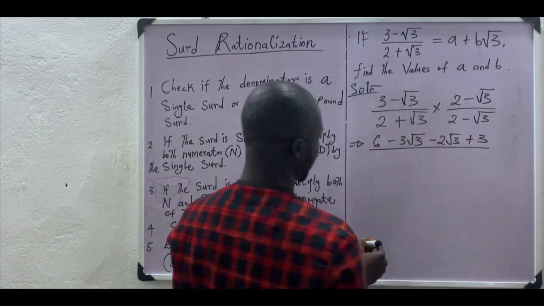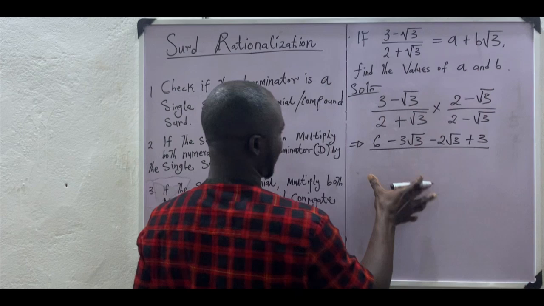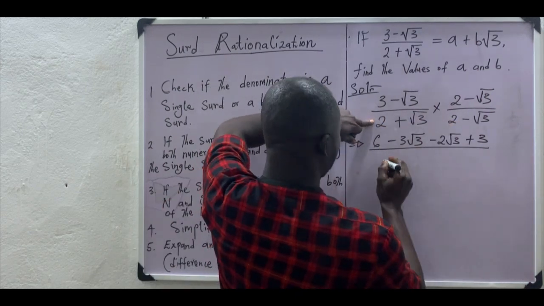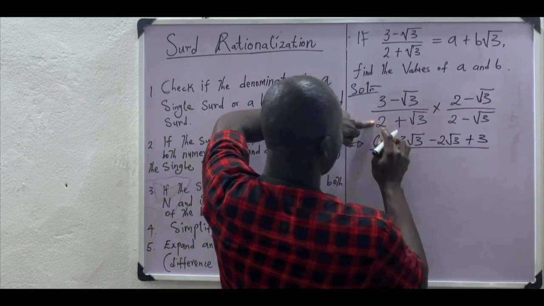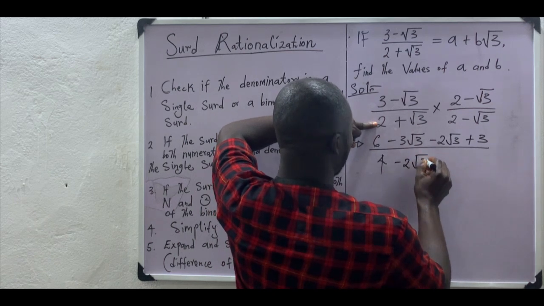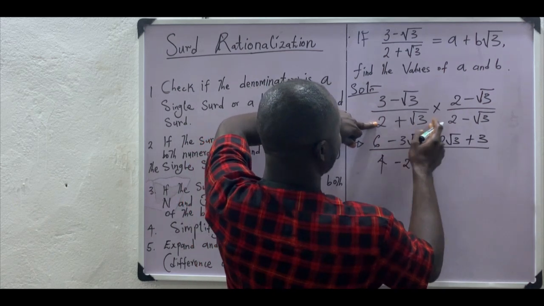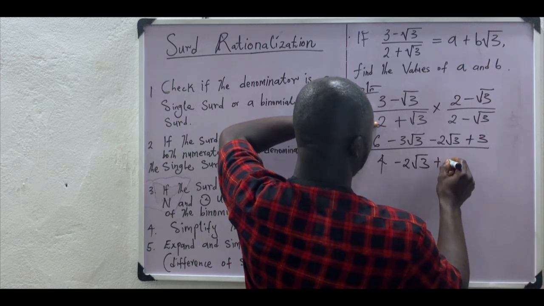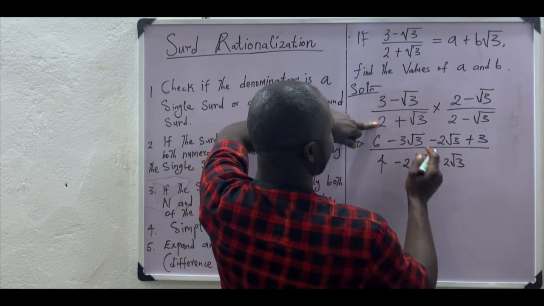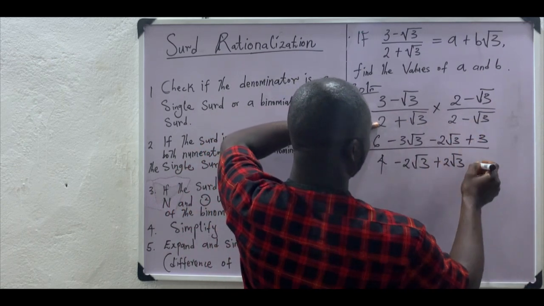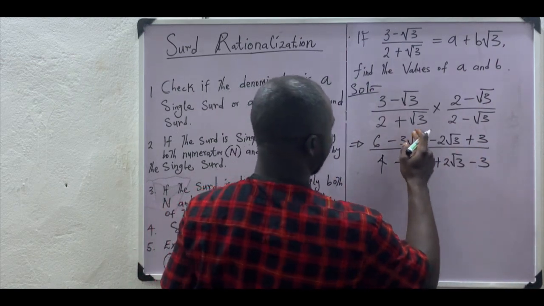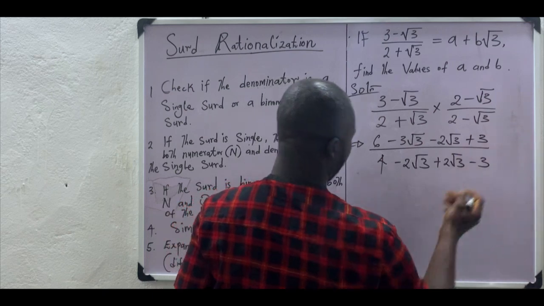Divided by, I'm now going to multiply the expression at the denominator level. I will then have 2 times 2, this is 4. Then 2 times minus root 3 will give us minus 2 root 3. Then plus root 3 times 2 will give us plus 2 root 3. Then plus root 3 times minus root 3 will give us minus 3. This is because, like I said earlier, root 3 times root 3 is equal to root 9, and root 9 is 3.